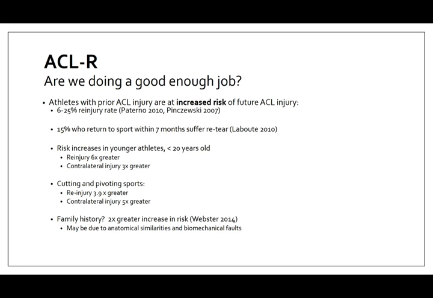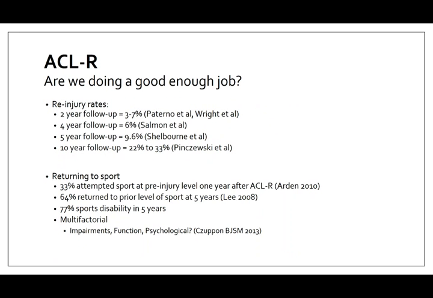And is there a family history involvement here? Like if your dad tore his ACL, does that mean you're at a greater risk? Well, it looks like there's about a 2 times greater risk, and this is probably due to anatomical similarities and biomechanical faults in movement patterns. Re-injury rates, I'll let you guys pause the slide here and go over this. I don't want to draw this out too much, but I do want to look at the second bullet, which is returning to sport. 33% attempted sport at pre-injury level 1 year after ACL reconstruction. That's only a third attempted to return to their sport.